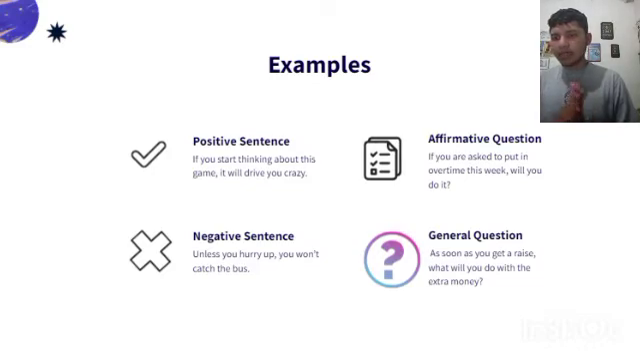And then this negative sentence. Unless you hurry up, you won't catch the bus. We see here two negations because the condition is in a negative form and the main clause is also in a negative form. So we can see also when something doesn't happen, that makes the other thing not happen either.